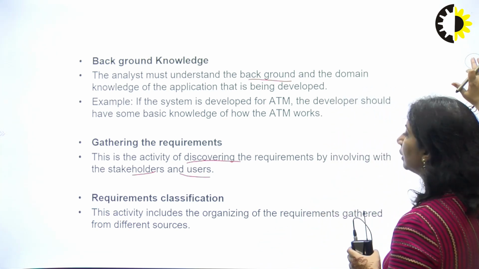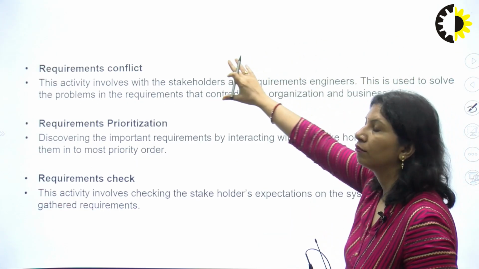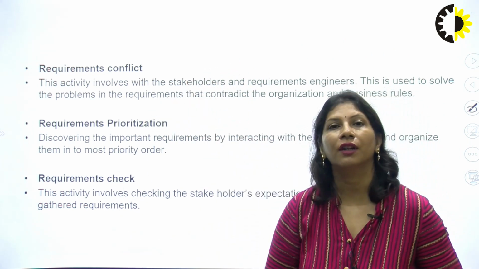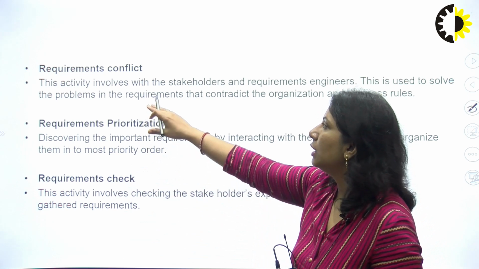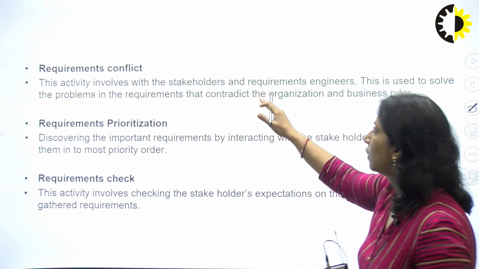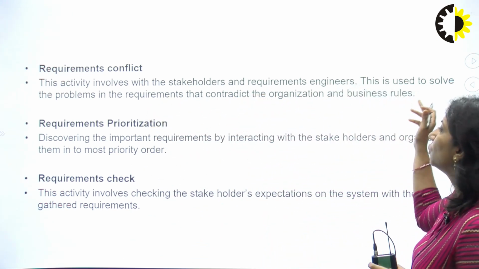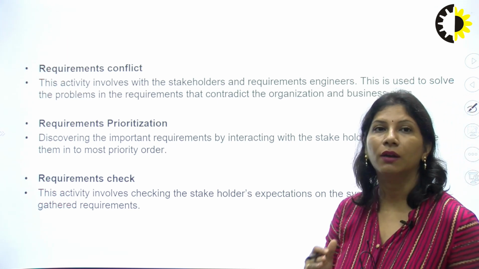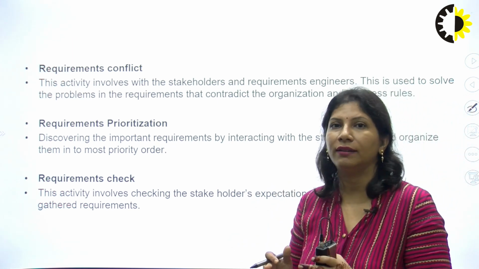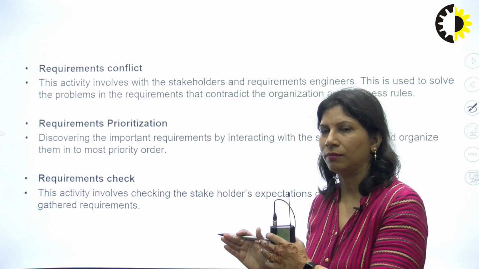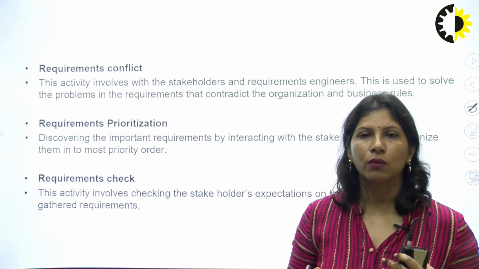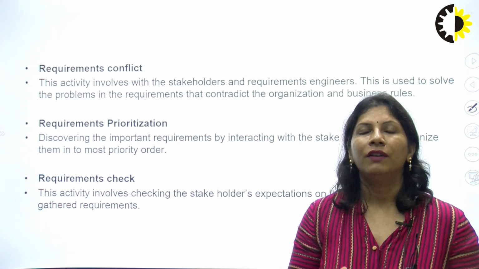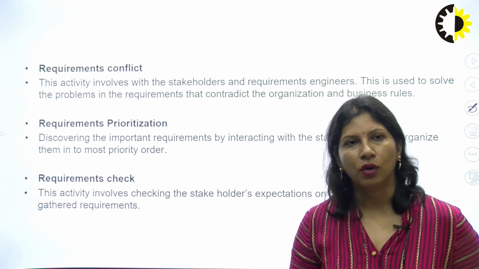Then after classification, we will identify if there are any requirement conflicts, right? This activity involves the stakeholders and the engineer. It is used to solve the problems in the requirements. They may contradict the business rules. Some requirements may come that are not according to our business rules. We will try to resolve these kinds of problems.